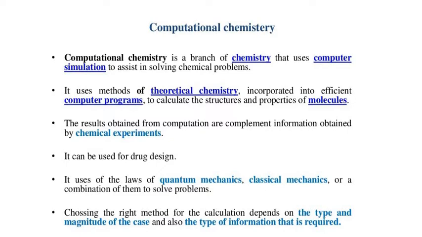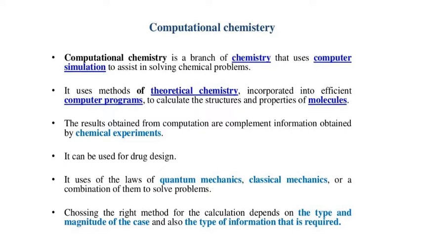The results obtained from computations are complementary to information obtained by chemical experiments. Whatever results you are getting, you can apply, you can think, and you have to perform in the laboratory according to the results we got through the computational methods. It can be used for drug design.